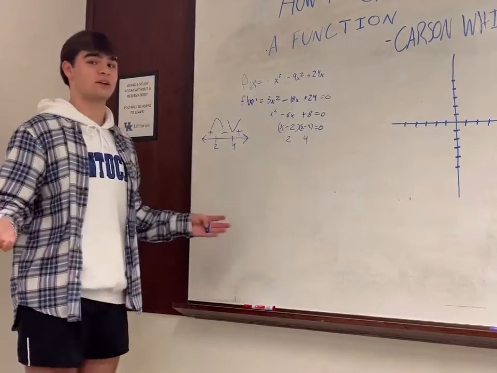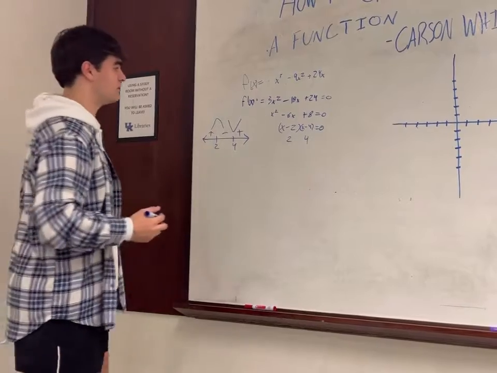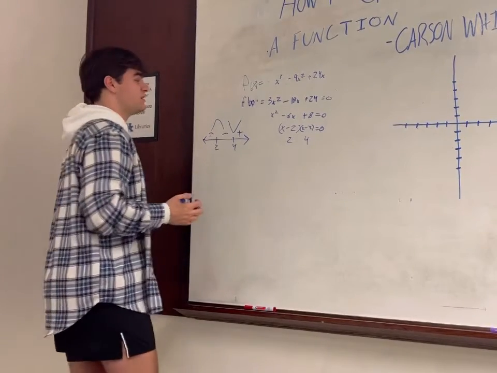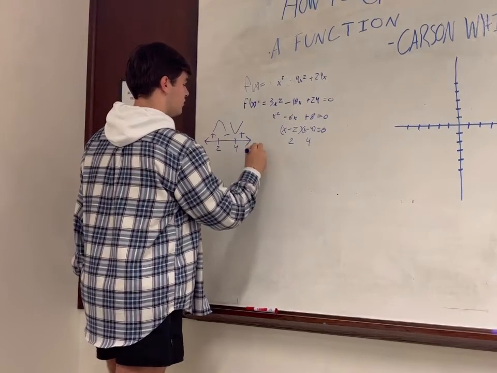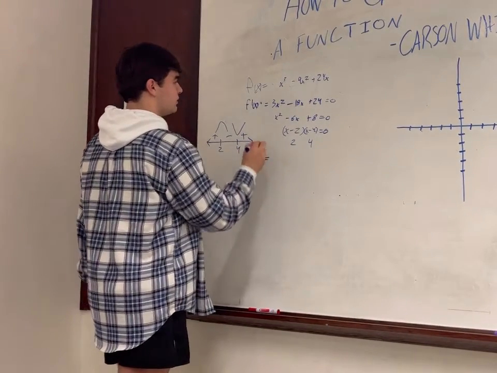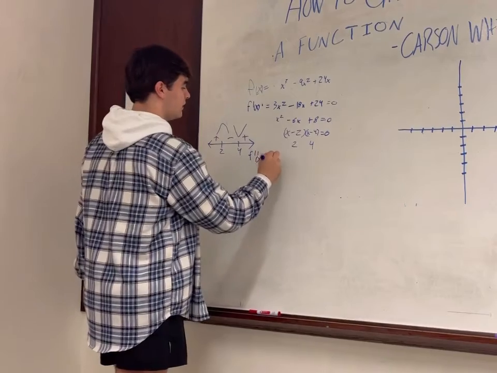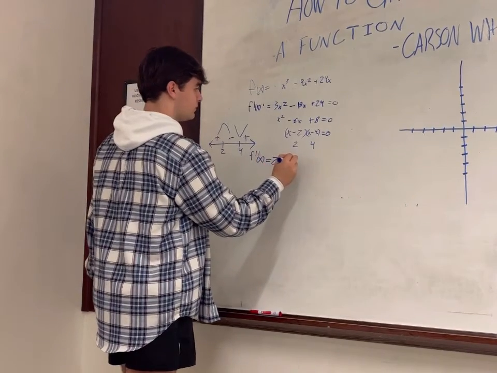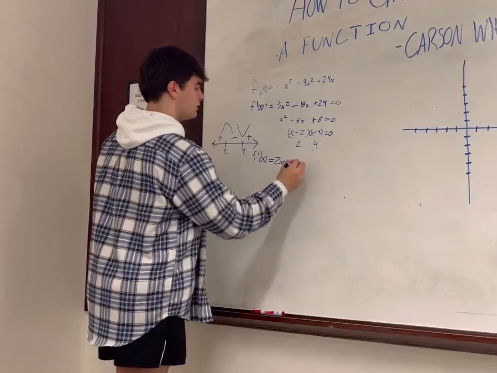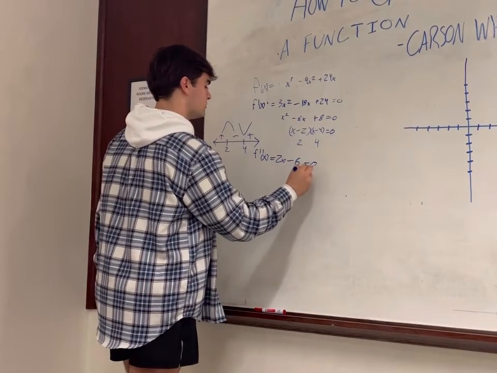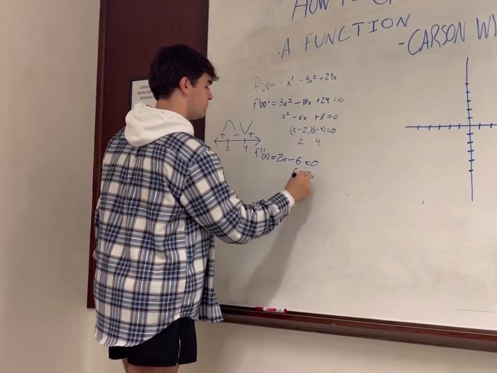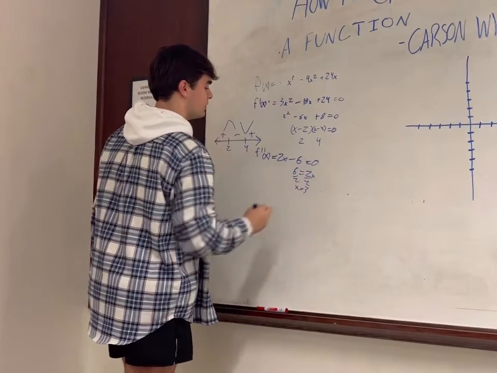Now, the next thing I want to cover is the second derivative test, to find the intervals of increasing and decreasing concavity. So let's say that f double prime of x is equal to 2x minus 6. Let's set it equal to 0, and we see that 6 is equal to 2x. Divide each side by 2, and you find that x is equal to 3.